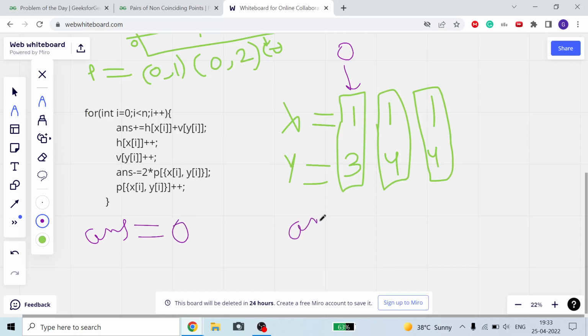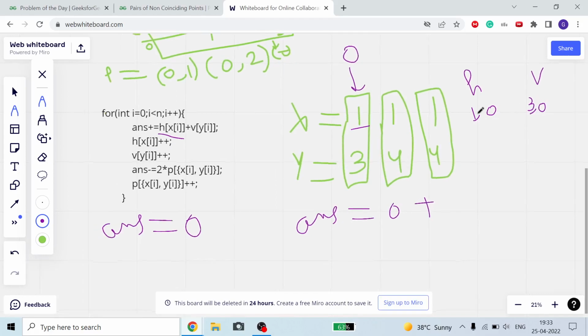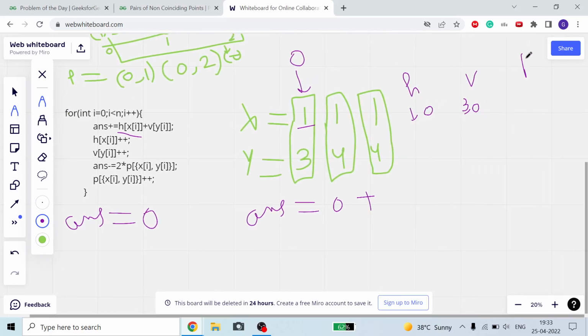Now my answer should be equal to h of xi, meaning h of 1, that is 0 initially, because suppose this is my h and this is my v. So here my h is 0 yet and my v is 0 also. And suppose this is my p. P of 1 comma 3 is 0 as well. So here 0 plus v of yi, 0. Now I will increment these both.